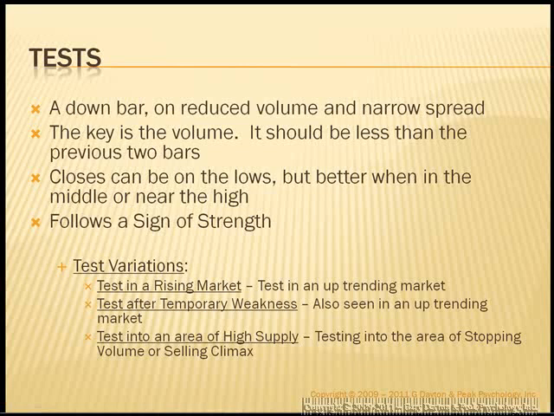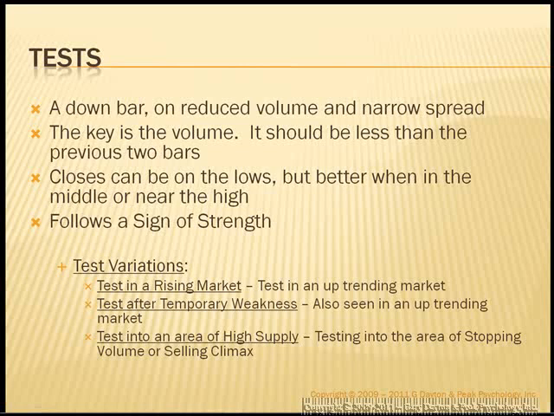All right. So typically they're a down bar on reduced volume, and the range or the spread is going to be narrow. The key is always going to be the volume, and it should be less. A rule of thumb that Tom Williams uses, which is helpful, not critical but helpful, is that the volume should be less than the previous 2 bars. The market will close down from the previous close, so it's going to be down, but it's better when it closes on the middle or on the high. Okay, and again, it follows the sign of strength.